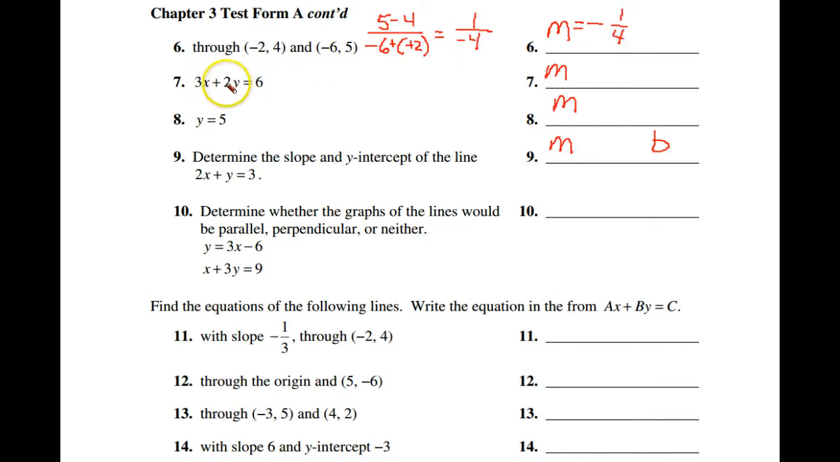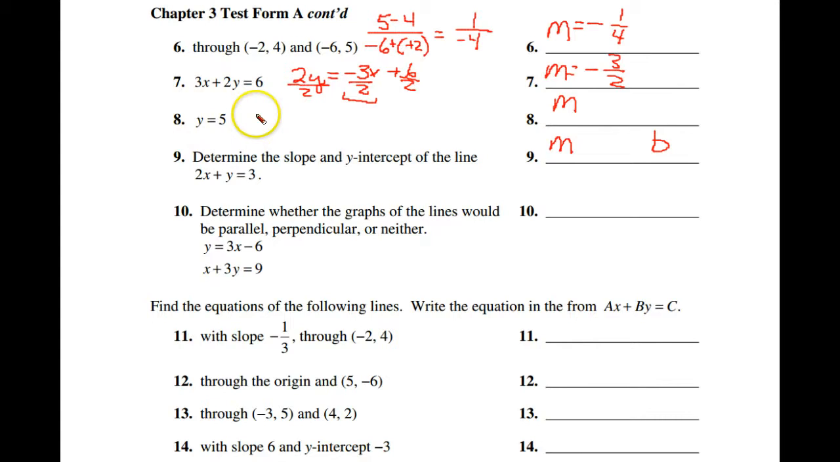Now, to find the slope easily, if it's in standard form, we're going to solve for y. Transpose the 3x, I should say. Changes its sign. Divide everything by 2. And this will become a 3, but I'm looking for the slope. So the slope is a negative 3/2.